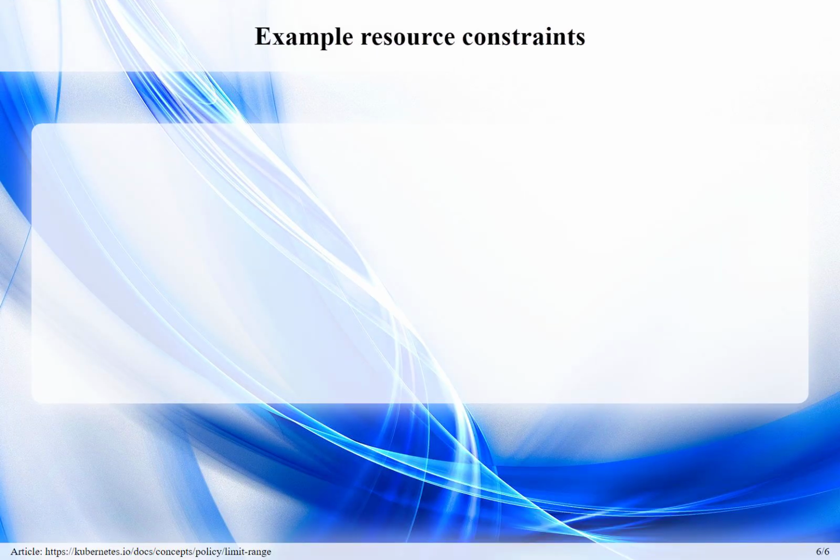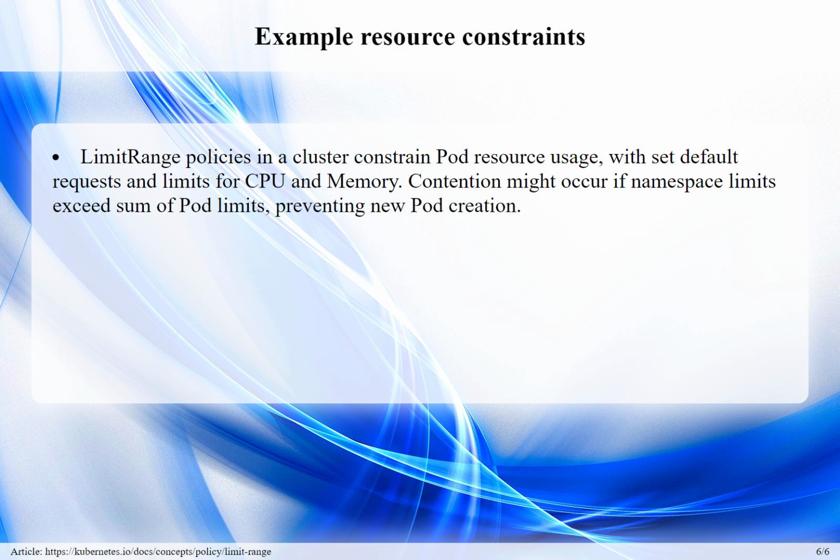Example resource constraints. In a two-node cluster setup, a limit range policy can manage resource usage by constraining pods within a namespace to specific CPU and memory requests and limits, such as 100m CPU request with a 500m max and 200Mi memory request with a 600Mi max. Default values can be set for containers without specified requests. Contention for resources may prevent pod creation, but existing resources remain unaffected.